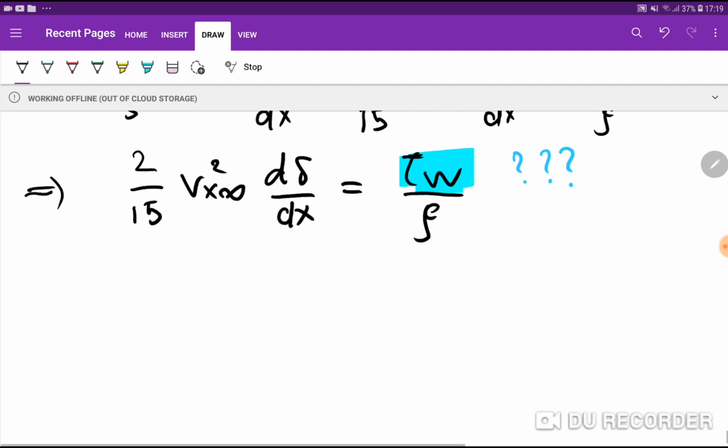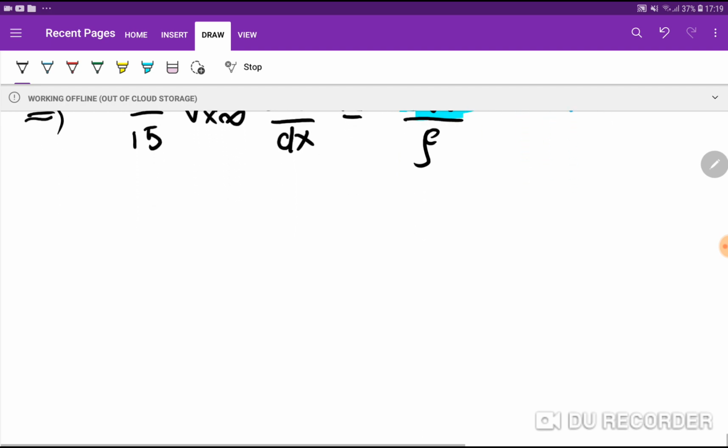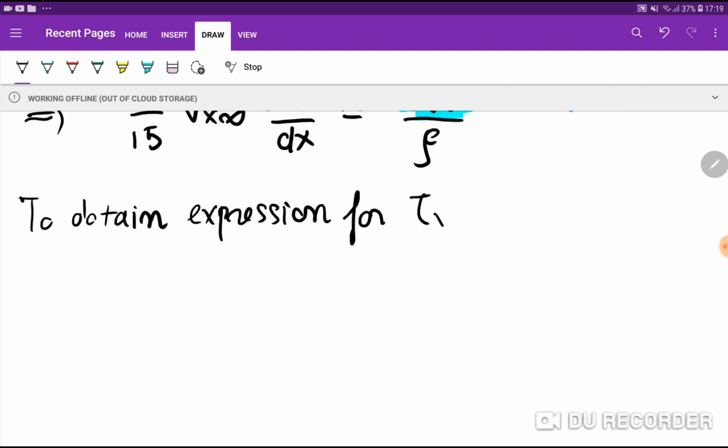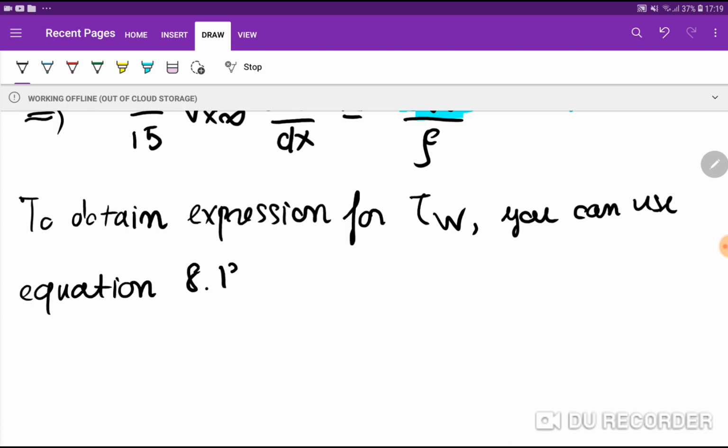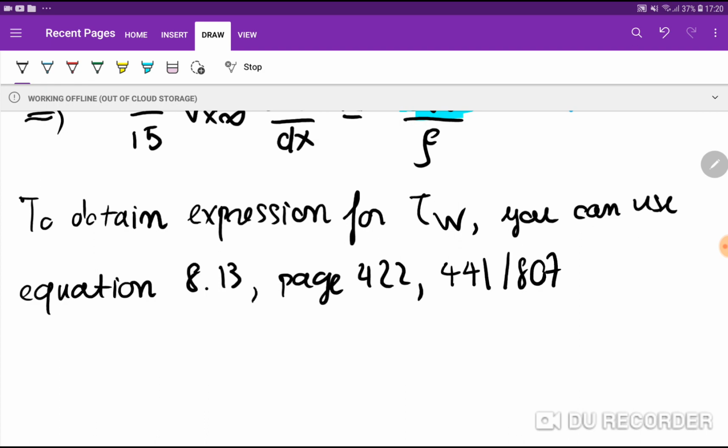There's an equation in the textbook, you can find it. To obtain an expression for tau w, you can use equation 8.13, page 422, and if you use an electronic copy, it should be page 441 out of 807.